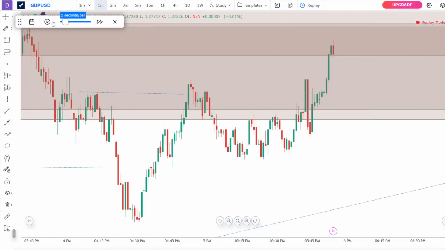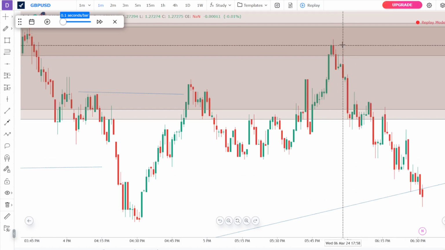Okay, so here we are waiting for some form of structure like that. So playing the price forward, let me make it fast. There's nothing like that, and the trend line is broken. There's nothing like that as we look on here.